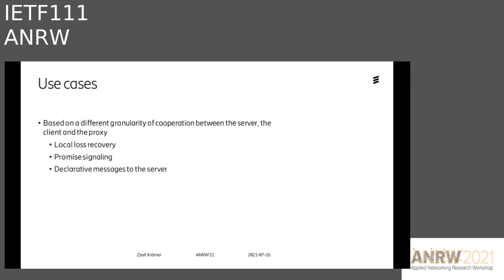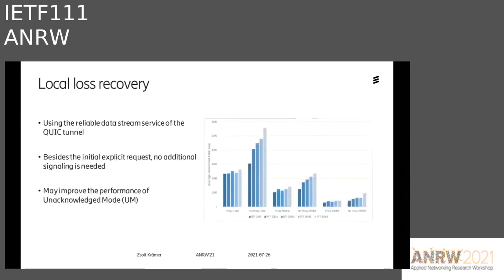We have identified 3 different use cases based on a different granularity of cooperation between the server, the client, and the proxy. And these are local loss recovery, promise signaling, and sending declarative messages to the server. When the client requests the local loss recovery feature, it is done by using the reliable data stream service of the QUIC tunnel. And besides this initial explicit request, no additional signaling is needed.